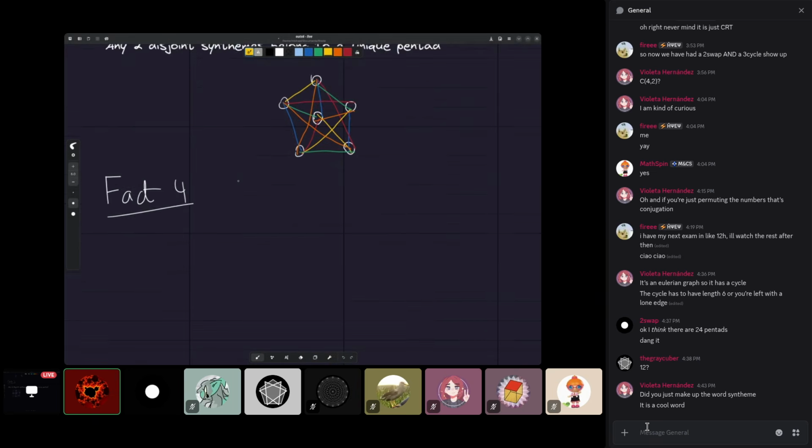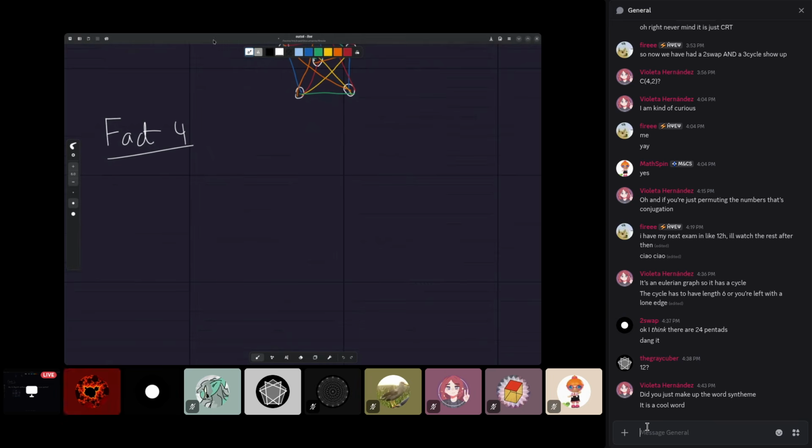Cool. Okay, so we've got fact 3, fact 4. About to spoil how many pentads. Did I make up the word syntheme? It is a cool word. I did not make it up. It just seems to be the word that is used in the context of the outer automorphism of S6 for whatever reason. And it is a cool word, so I'm using it.